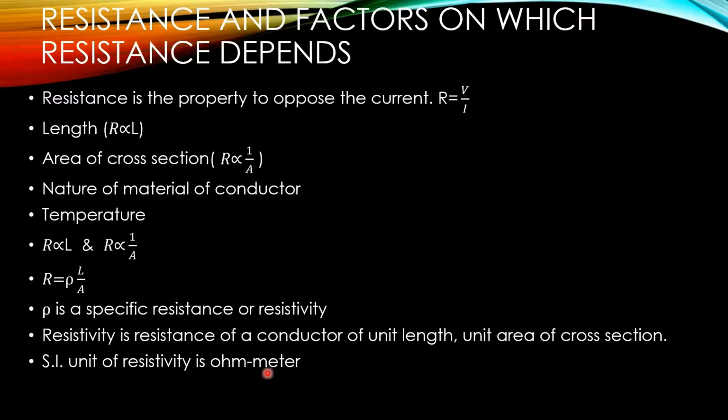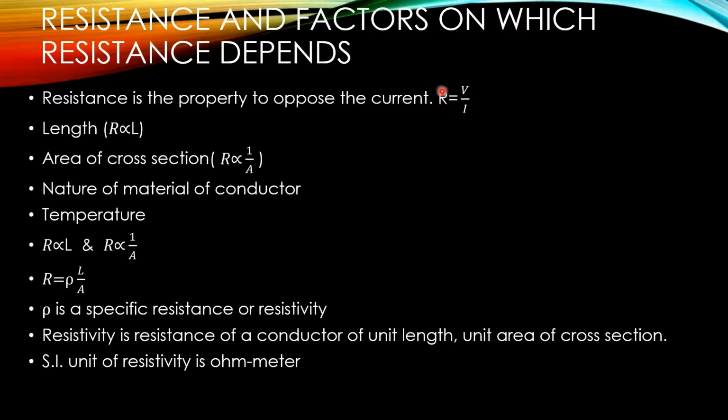So what is resistance? Resistance is a property of a substance which opposes, which resists, which does not allow the flow of charges from one end to another end in a conductor, means it opposes the flow of current. Resistance is denoted by R. So R equals V upon I, and the SI unit of resistance is ohm. What is 1 ohm? If a 1 volt potential difference is produced when 1 ampere current is flowing through a conductor, in that case the resistance of the conductor will be 1 ohm.